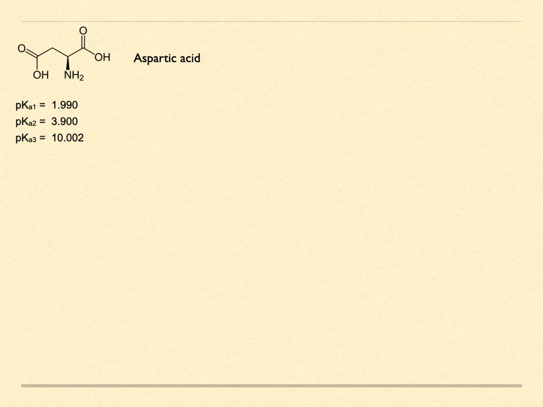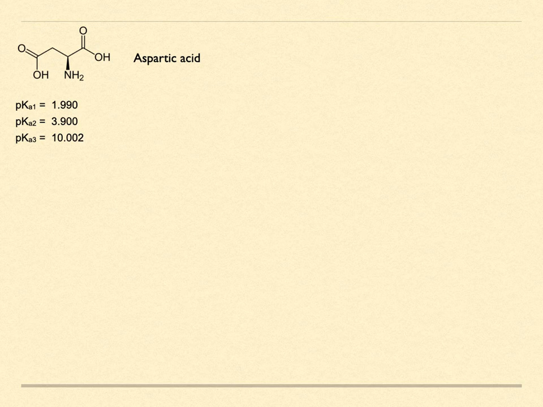The first is for the proton on the carboxylic acid group next to the amine. The second is for the proton on the carboxylic acid group on the substituent. And the third, of course, is for the proton on the amine group next to the carboxylate. And there are 4 molecular species that arise in this acid-base system.